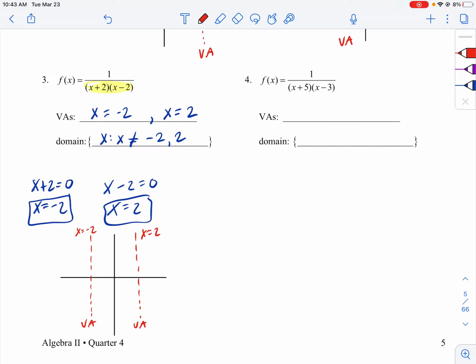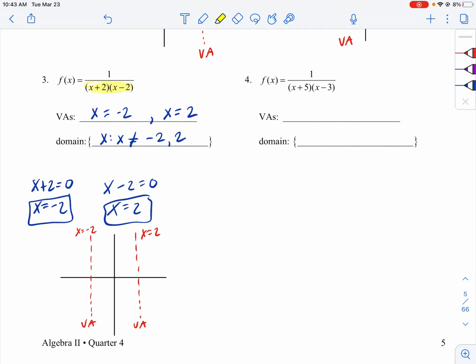Because when we touch negative 2, the whole entire bottom becomes 0. And that's why we are restricted from using negative 2 and a positive 2. And that's why we draw a dashed line, so that when we graph later on in the next lesson, we will be reminded that we cannot touch and we cannot cross that line.